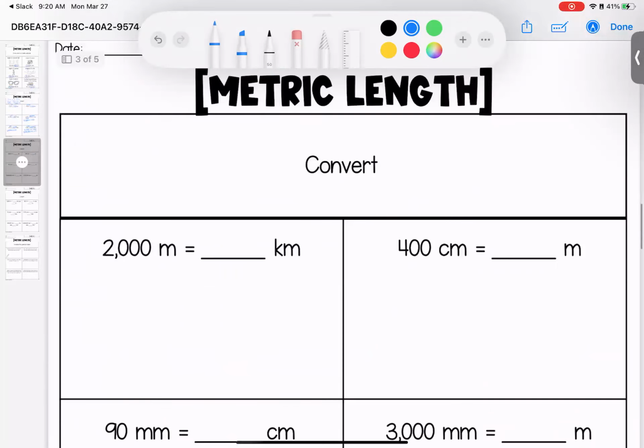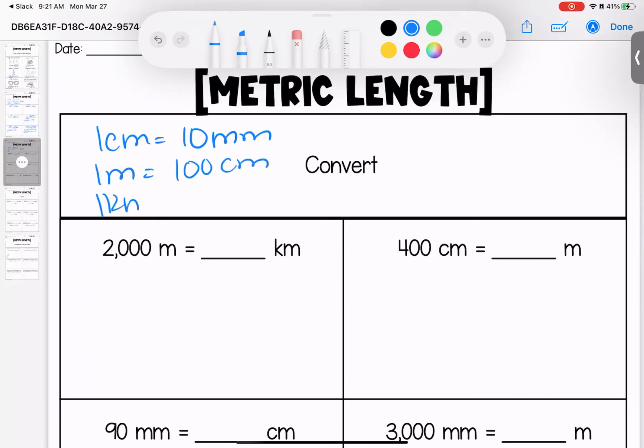All right, doing some more conversions. Just as a reminder, 1 centimeter is 10 millimeters. 1 meter is 100 centimeters, and 1 kilometer is 1,000 meters. With that, let's dive in. I have 2,000 meters. I want kilometers. I'm going to have to divide. So I'm going to divide this by 1,000, and it gives me 2 kilometers.